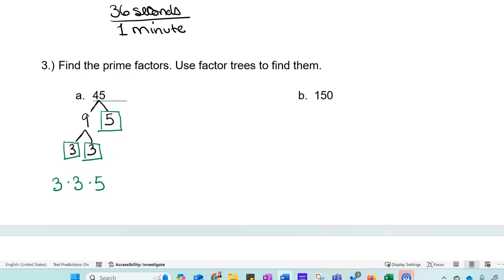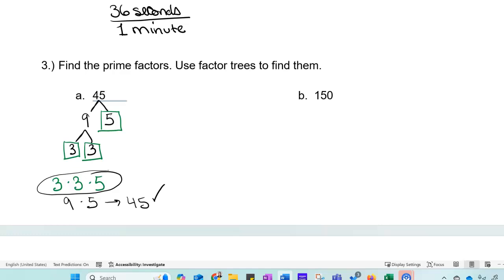It's always nice to be able to check your answer. When you've found a list of prime factors, the way that you check it is by multiplying the prime factors together. If you've done it correctly, it should get you back to the original number. So I'll go ahead and show you that. So 3 times 3 is 9 times 5. 9 times 5 is 45. So that checks that 3 times 3 times 5 are in fact the full list of prime factors.